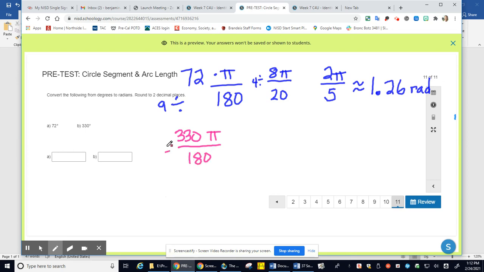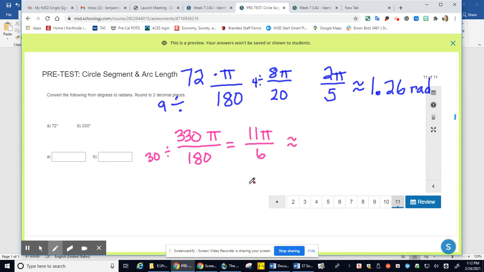Okay, now I know both of these have a 30, right? Both of these are divisible by 30, 33, and I know 18 is. So if I divide them both by 30, that gives me 11 pi on top and 6 on the bottom. Okay, so that is the fraction with pi, 11 pi over 6.